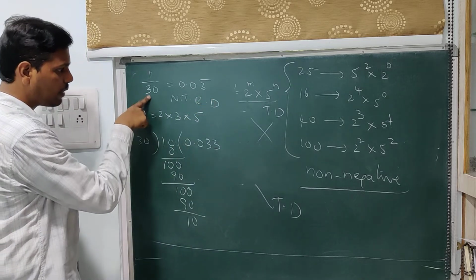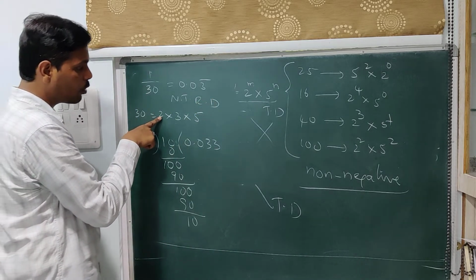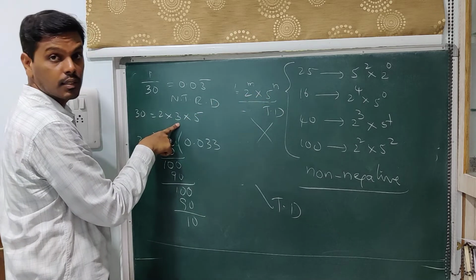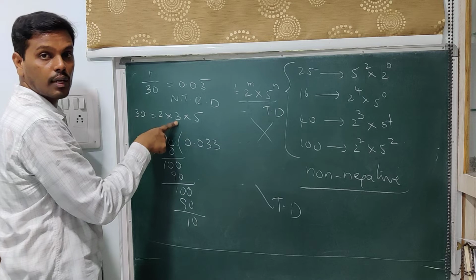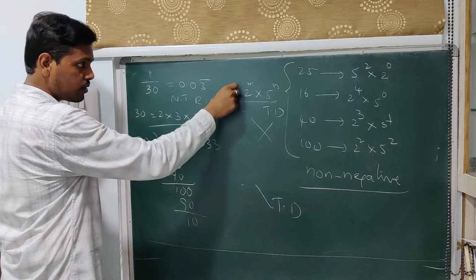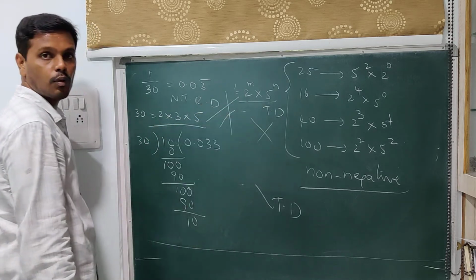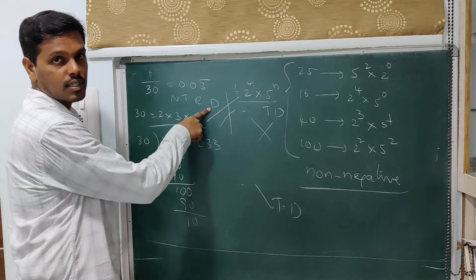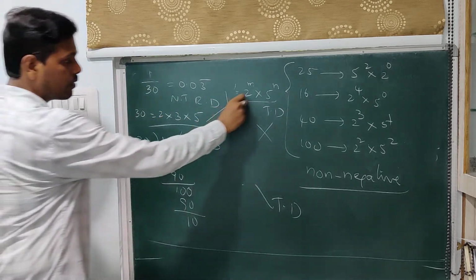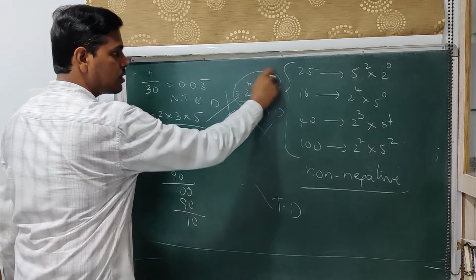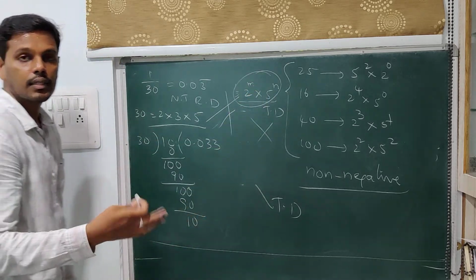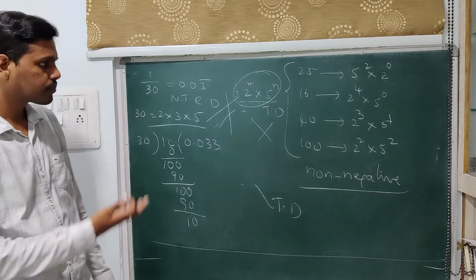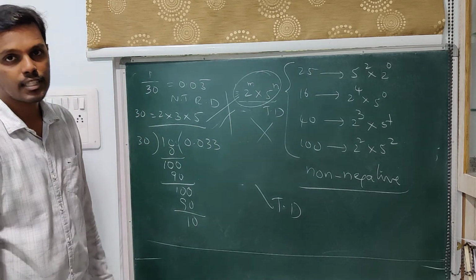Now if you look into the prime factorization of the denominator, this is not of the form 2 power m into 5 power n, because you also have 3 here, though you have 2 and 5, you also have 3. This prime factorization is not of this form, therefore you are ending up with a non-terminating repeating decimal. So that is it. If the denominator's prime factorization is of this form, we say that it is a terminating decimal. If not, it is a non-terminating repeating decimal expansion.